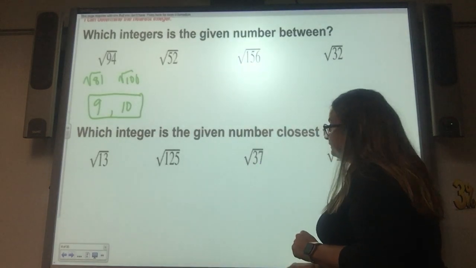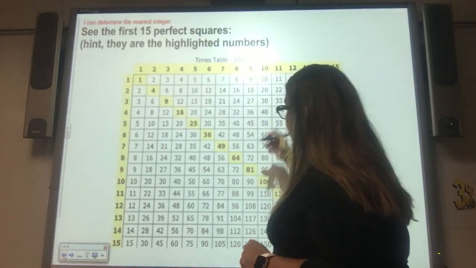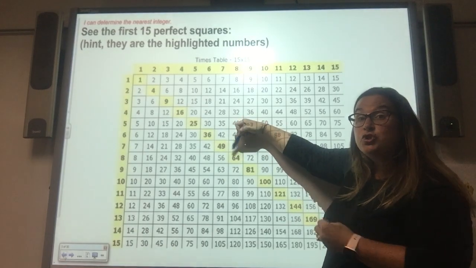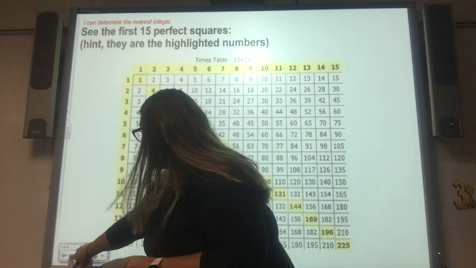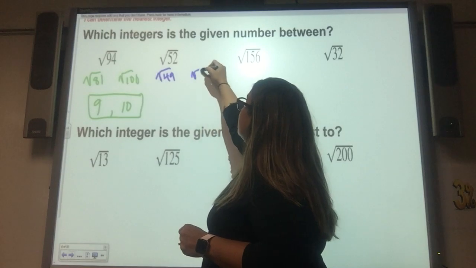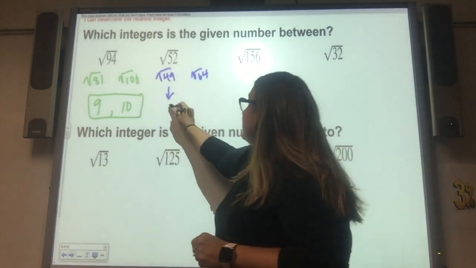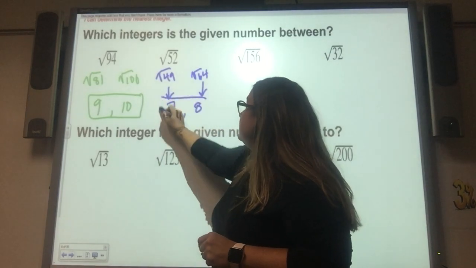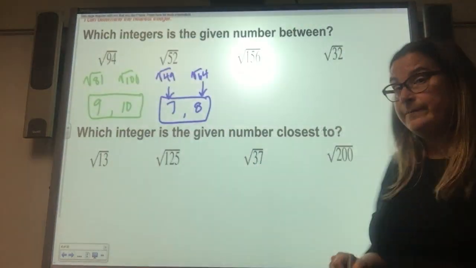Looking at 52, I'm going to go back to my chart. 52 is between 49 and 64. I'm looking at which two perfect squares it's between. It's between 49 and 64. So it's between the square root of 49 and the square root of 64. The square root of 49 is 7. The square root of 64 is 8. So the integers it's between are 7 and 8.